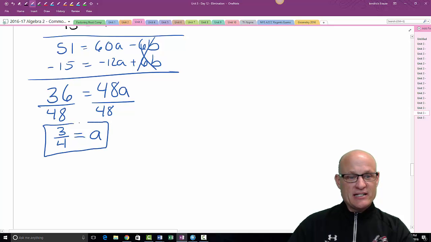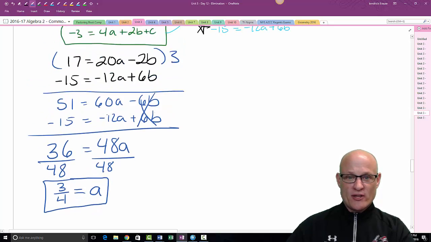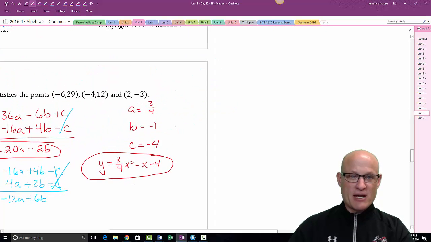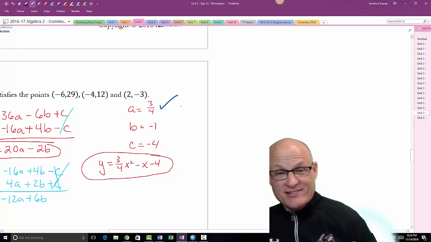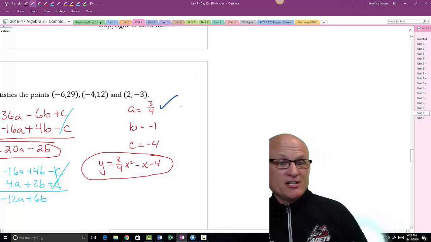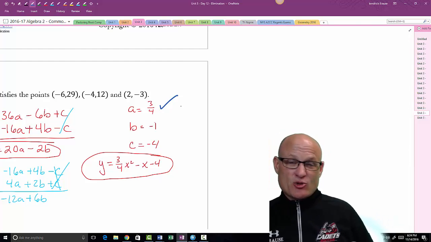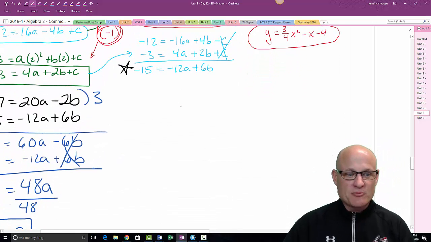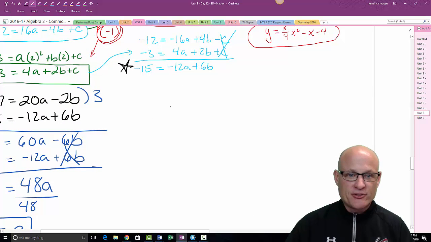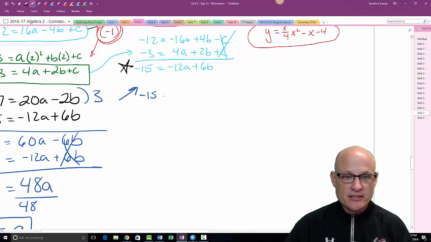Now, if you didn't already know that you were going to be expecting a fraction there, you might be a little dismayed by that. But hey, we want 3/4. That's our first answer. There it is. All right. So no crying about having to work with fractions. We're going to take this baby and plug it back into, let's plug it back into this equation. Negative 15 is equal to negative 12 times 3/4 plus 6b.